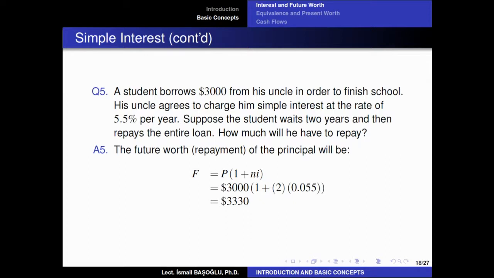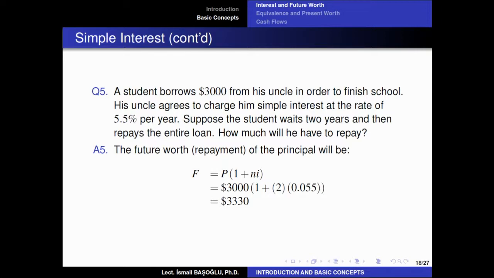Okay, so borrow $3,000 right now, and if you are subject to a 10% interest rate per year, then at the end of the first year, the total amount that you are going to be in debt to your uncle is going to be $3,000 plus $300, right? So at the end of the first year, your total debt is going to increase to $3,300.